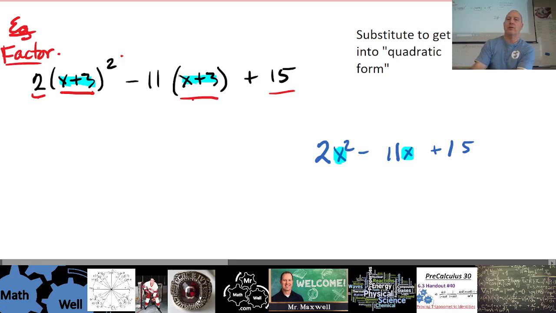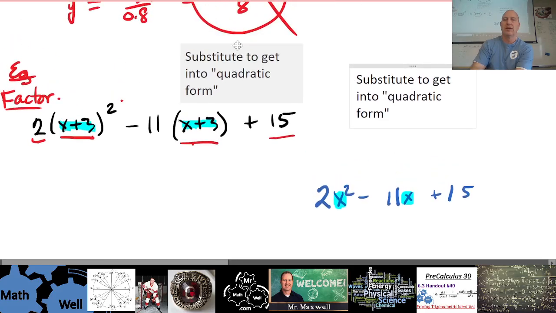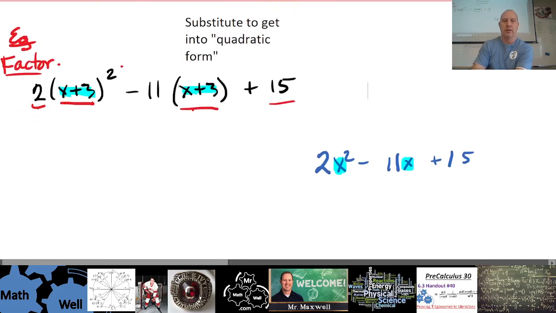So I have a little note up here that says substitute to get into quadratic form. Okay, well, what are we going to substitute? Guess what? If I had, instead of x here, something like a w, and I like to use w, I don't know why, but if I had a w, that's a quadratic form. So I'm going to do this. I'm going to say let w equal x plus 3.